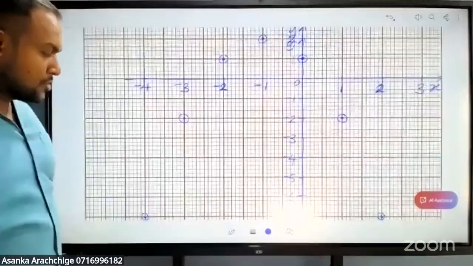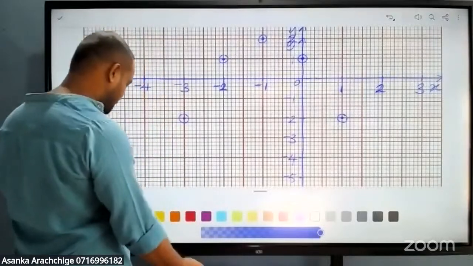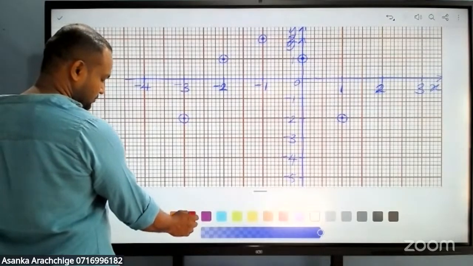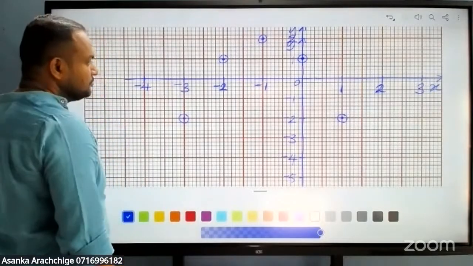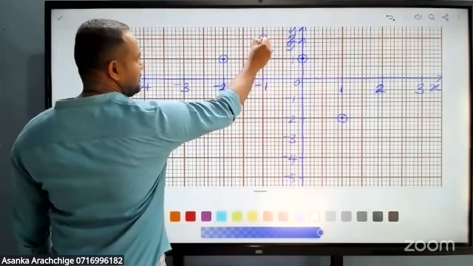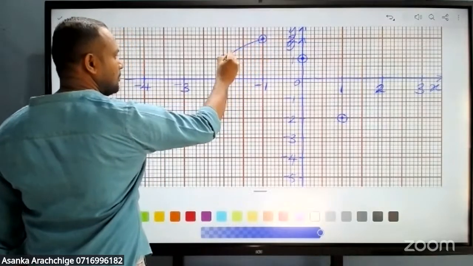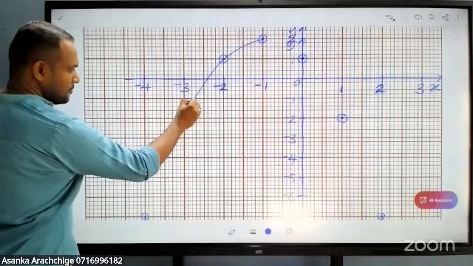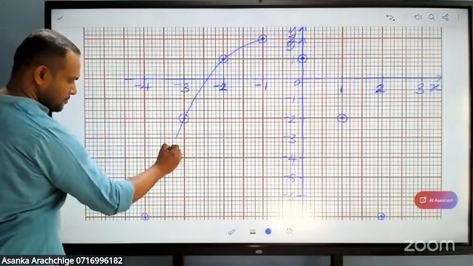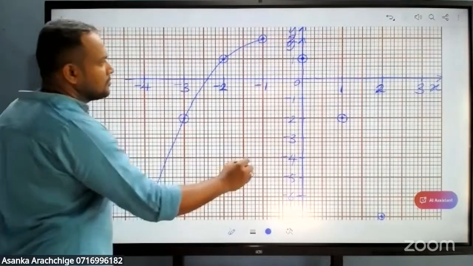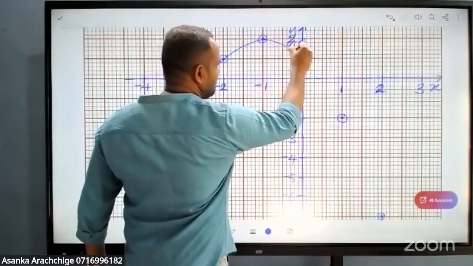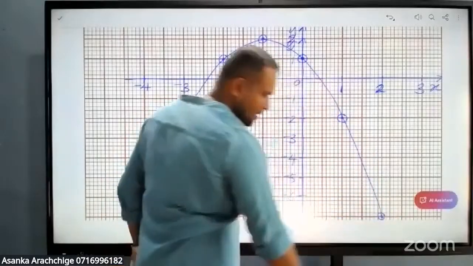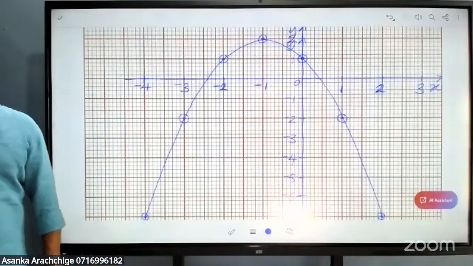Now we have to draw the graph. Right. This is the maximum point, and this way you can get the parabola. Clear? This is the parabola you have to get.